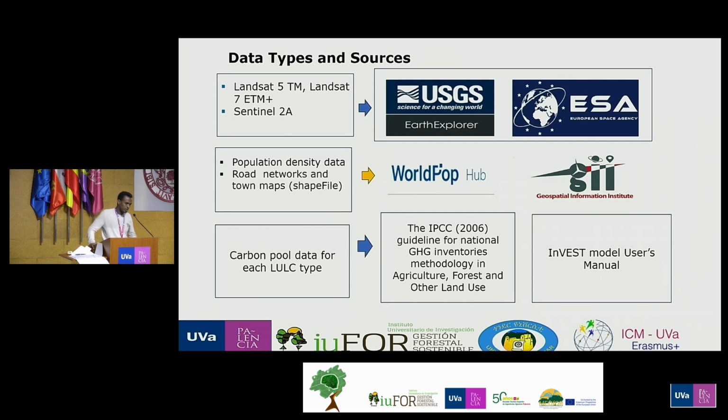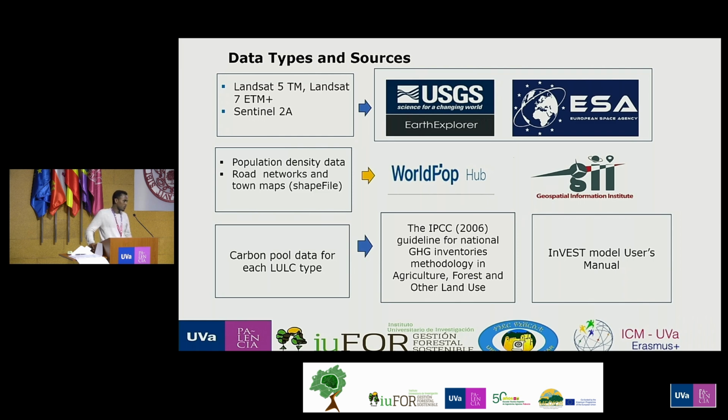Data types and sources. For this study, I used data from various sources. The first data I used is Landsat 5 Thematic Mapper and Enhanced Thematic Mapper Plus, and this was obtained from the United States Geological Survey, and the other is Sentinel-2 satellite images from the European Space Agency. And we used other spatial data like population density, obtained from the WorldPop database, and spatial data like road networks and town maps from the Ethiopian Geospatial Institute, and these data were considered as threat sources for biodiversity degradation in the InVEST habitat quality model.